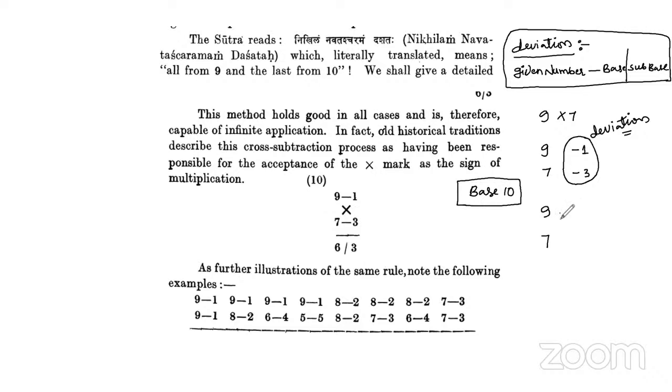So 9 minus base will be, you are taking 10. For both numbers nearest to the 10, so that is the reason I am taking base 10. So it will be -1 and it will be -3. So in this way, we are finding the deviation. I hope you understand. This is the given numbers, this is the nearest base, and this will be the deviation. And the answer will be divided into two parts.